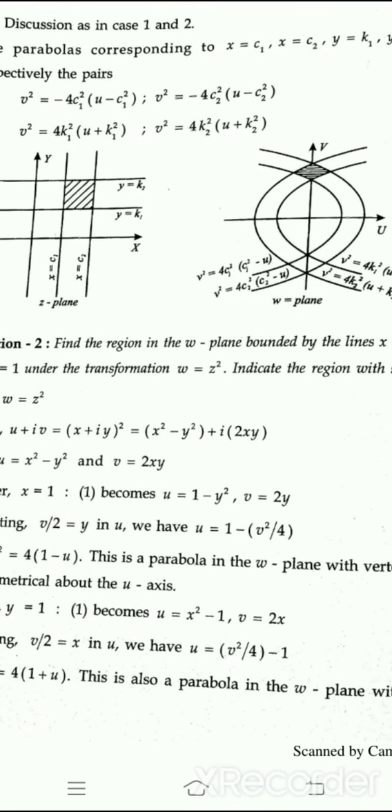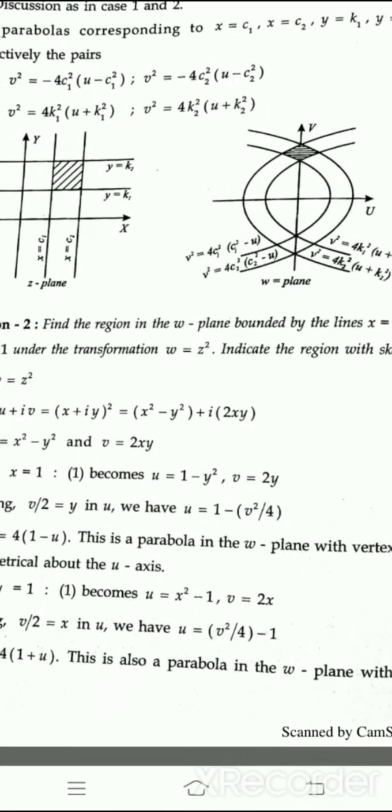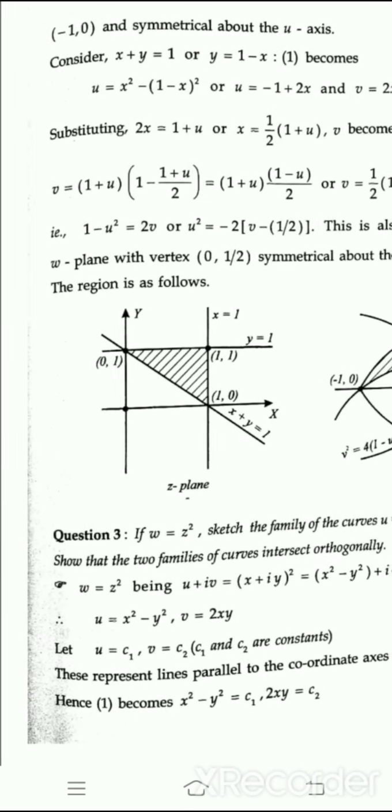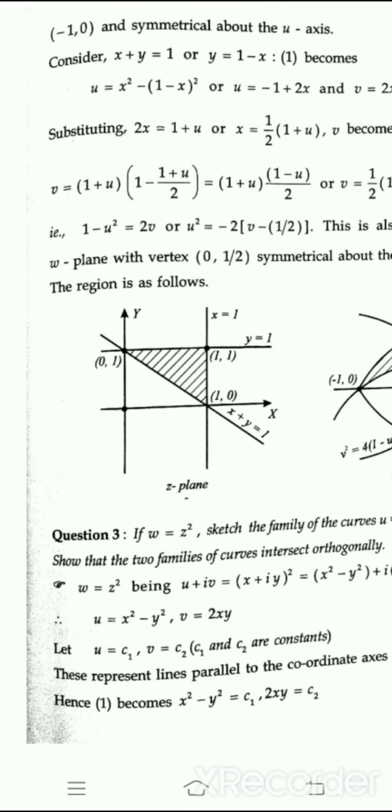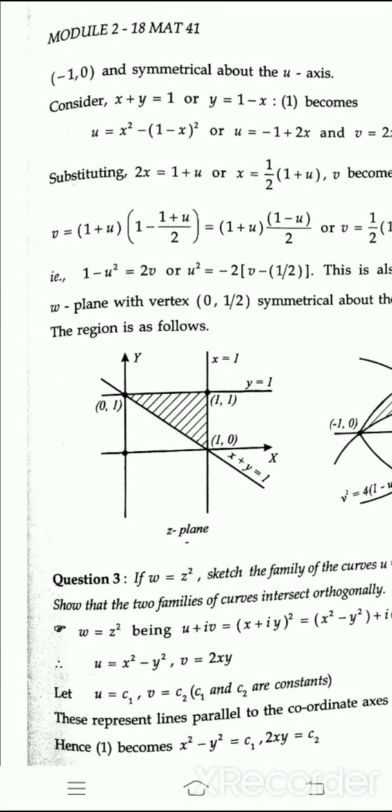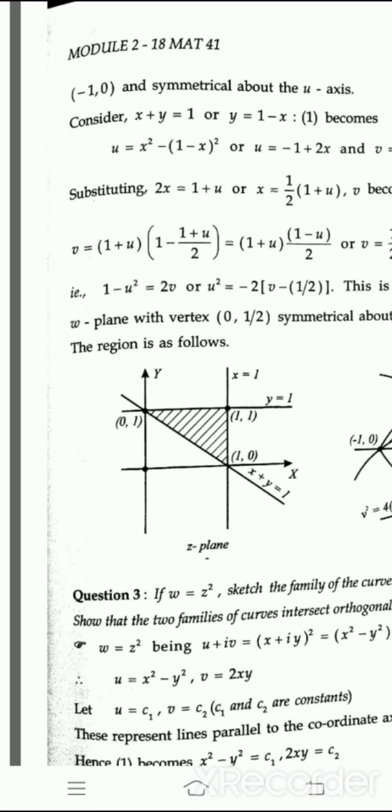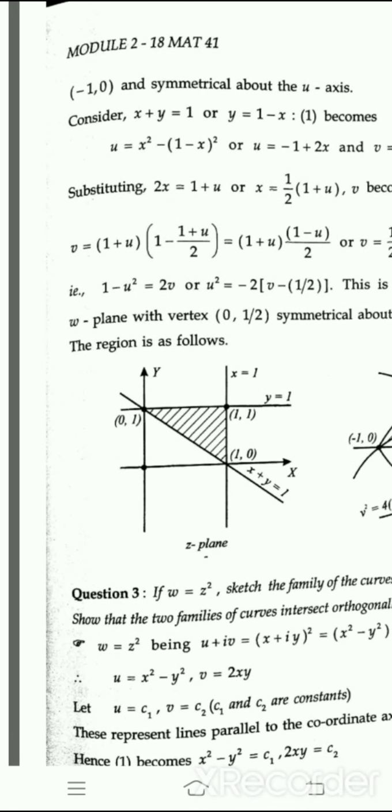Consider x = 1, then u becomes 1 - y square, and we take v square = 4(1 + u). This is also a parabola in the w plane with vertex at (-1, 0), symmetrical about the u axis.